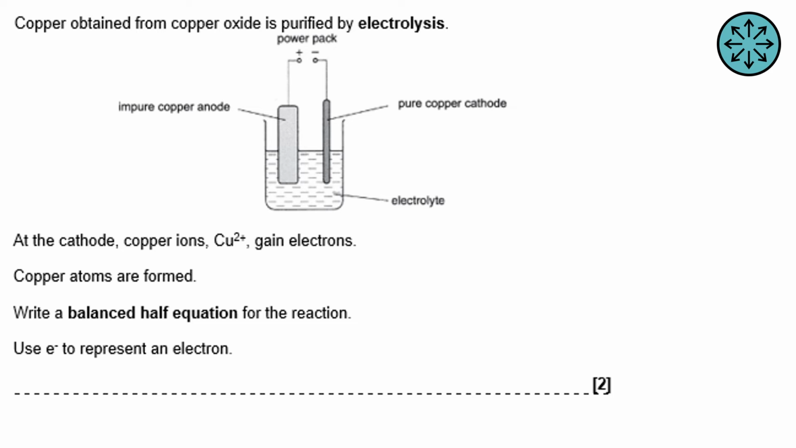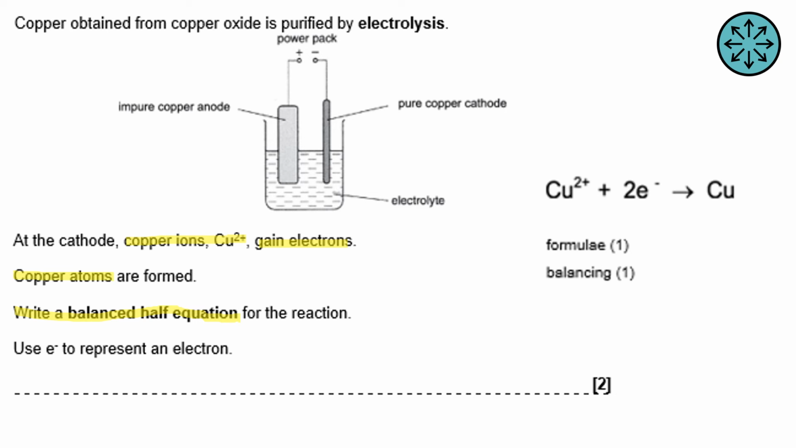Okay, so again, I'm going to book this question. It says write a balanced half equation. So half equation, is it atom into ion or is it ion into atom? So I'm going to look, it says copper ions, Cu2+, gain electrons. It's making it very easy for me. And copper atoms are formed. So I'm going ions into atoms via gaining electrons.